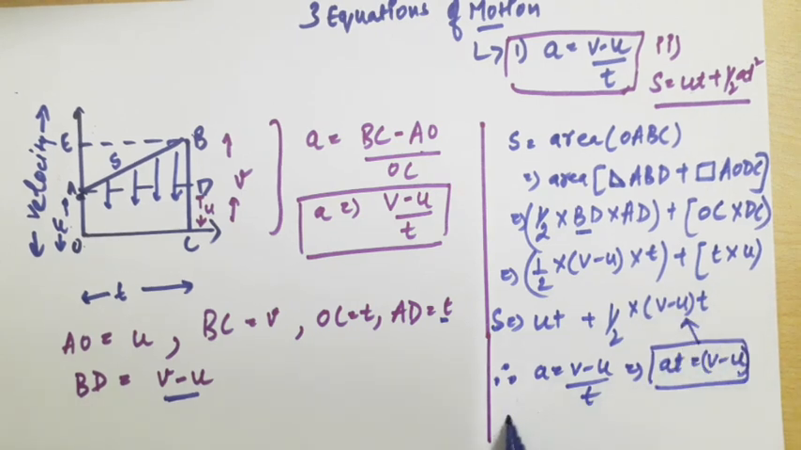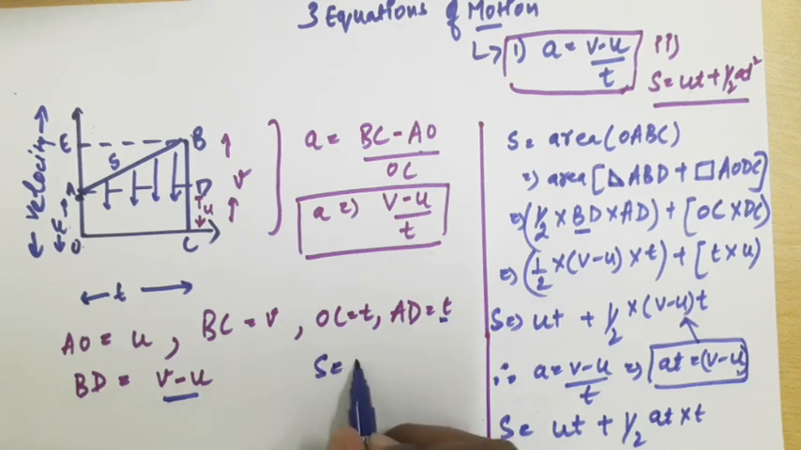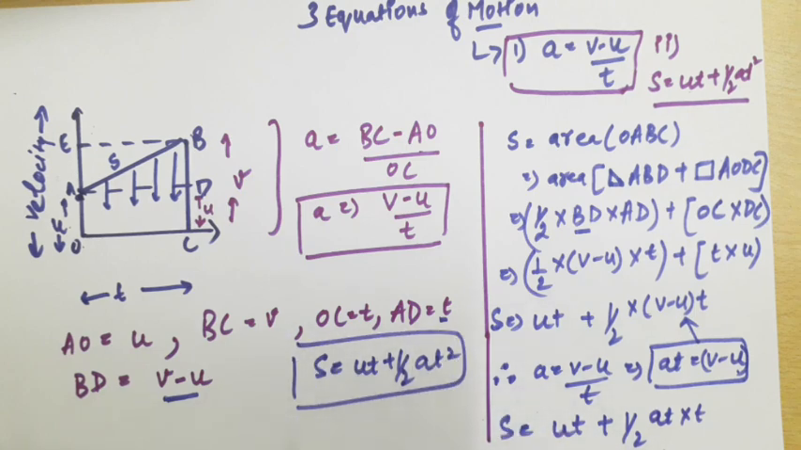I'll substitute this value, and what it will become, S is equal to UT plus half, I'll substitute AT over here, AT into T. So hence the equation becomes UT plus half AT square, right? So hence this equation will become, I'll write it over here. S is equal to UT plus half AT square, right? So this is our equation. So we can see the two equations have been proved.